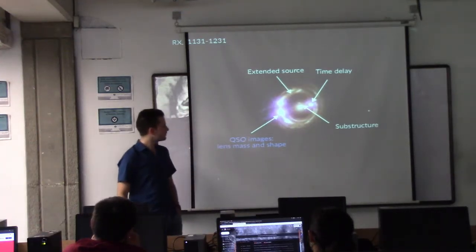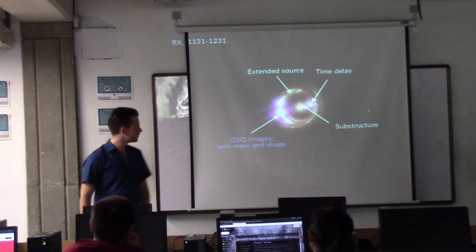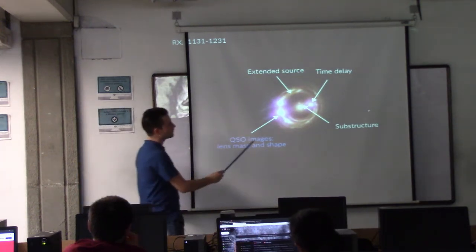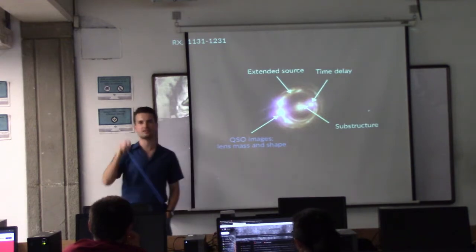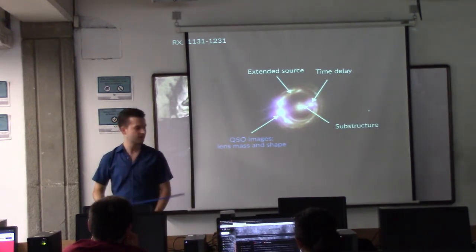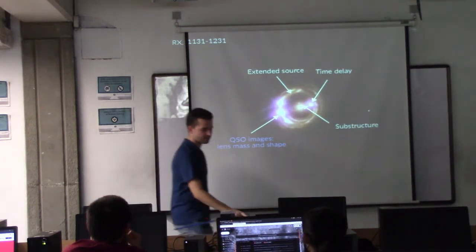In the first 2 days, we spent a lot of time doing the lensing theory, but thanks to that, we were able to understand why we see four quasar images and how the source is located compared to the caustics, which we did in the exercises.